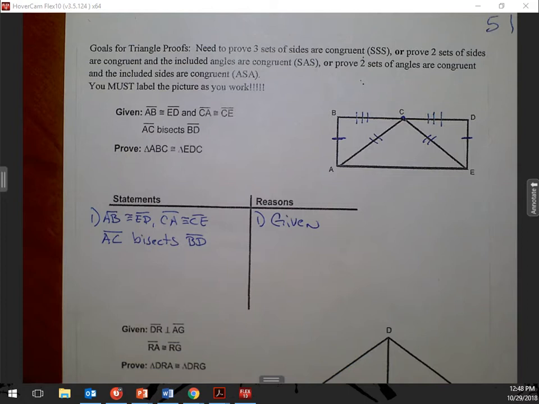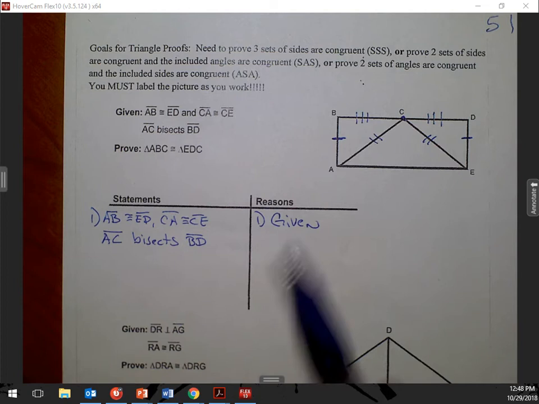Okay. So there's all my given right there. Now, tick marks. Yes, we have tick marks, right? So we have that.